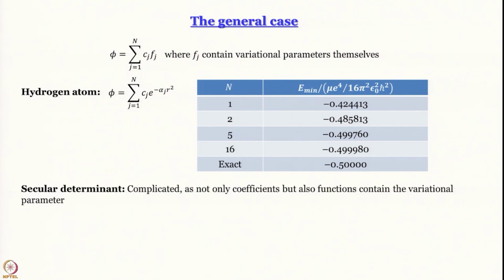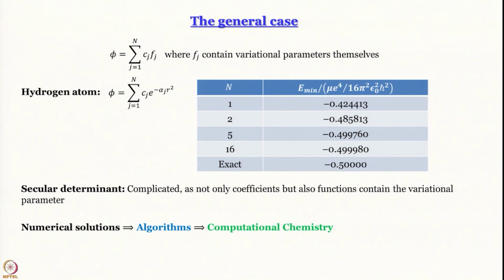One thing to understand here, if we include the variational parameter in the functions themselves, is that the secular determinant is complicated, right, because the variational parameter is also there in the functions. So, in fact, we will not be able to get an analytical solution like what we have been getting so far. You have to solve this numerically. Put in number, see what solution that you get, change the number, see what solution that you get, and you need different kinds of algorithms, and this opens up the field of computational chemistry. Well, this really takes us into the domain of computational chemistry, but let us talk a little more about this a little later.